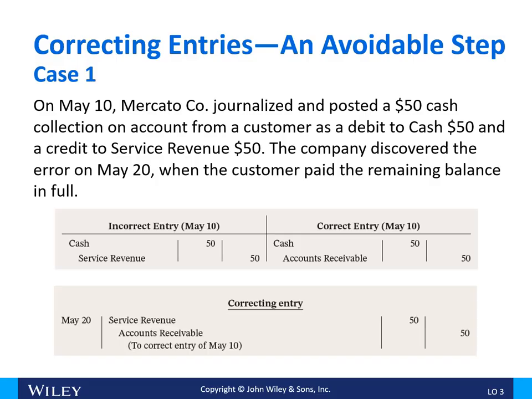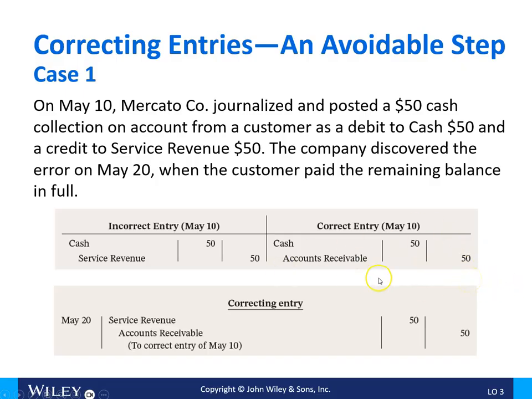On May 10th, Mercado Company journalized and posted a $50 cash collection on account from a customer as a debit to cash $50 and a credit to service revenue of $50. The company discovered the error on May 20th when the customer paid the remaining balance in full. So when we collect cash on account from a customer, what we should have done is this right side over here. We should have debited cash and credited accounts receivable.